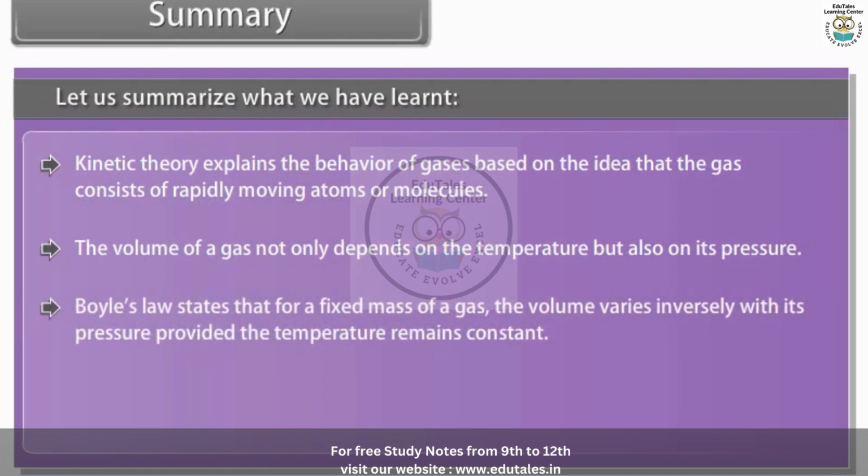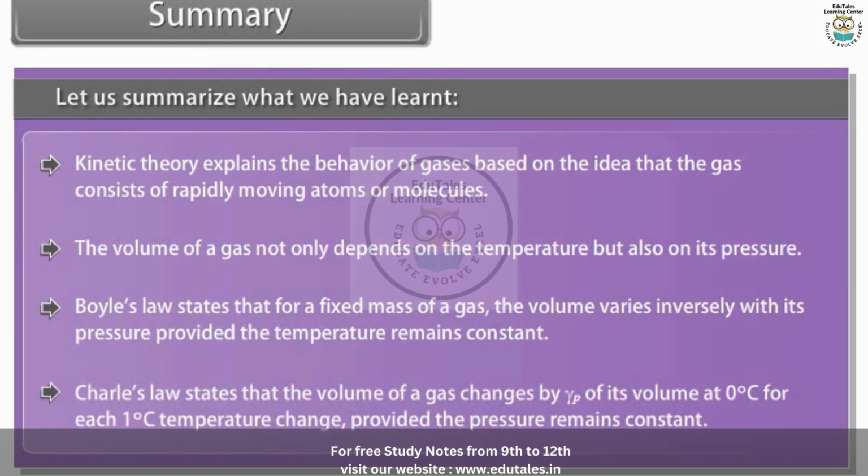Boyle's law states that for a fixed mass of a gas, the volume varies inversely with its pressure provided the temperature remains constant. Charles's law states that the volume of a gas changes by gamma P of its volume at 0 degrees centigrade for each 1 degree centigrade temperature change, provided the pressure remains constant.